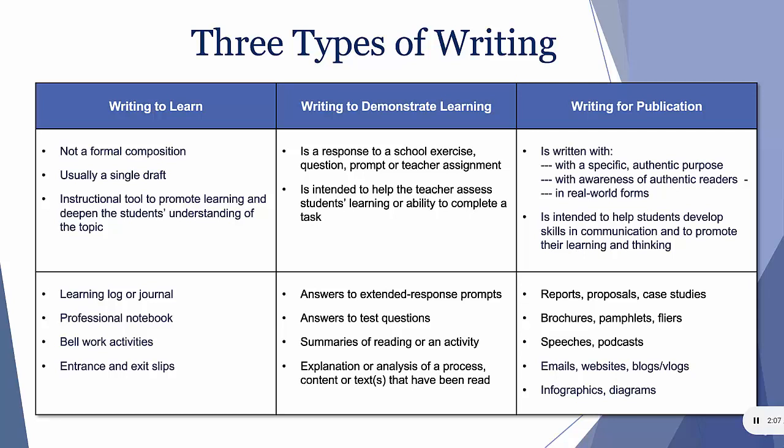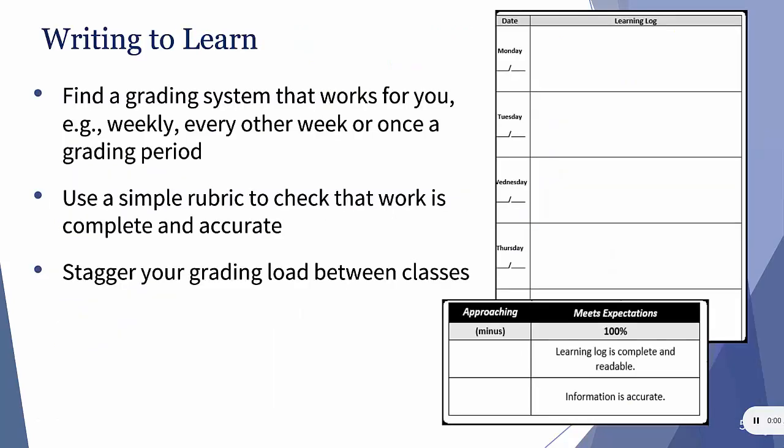Some of the examples that you may find really depend on your content area, because text differs in different program areas. But this may include reports or proposals or case studies, brochures, pamphlets, a speech or a podcast. It can include emails, websites, infographics, and diagrams can also be considered under this type of writing. But we're going to look at the grading practices for each of these as we go through this presentation.